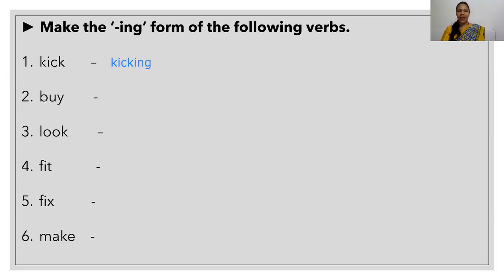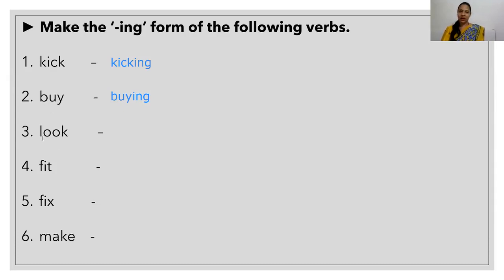Next, buy. B-U-Y, buy. We can see a single vowel U before the letter Y. So shall we double the letter Y? No. Remember that W, X and Y are never doubled. So the ing form would be made by simply adding ing. So buying is the ing verb for base verb buy.